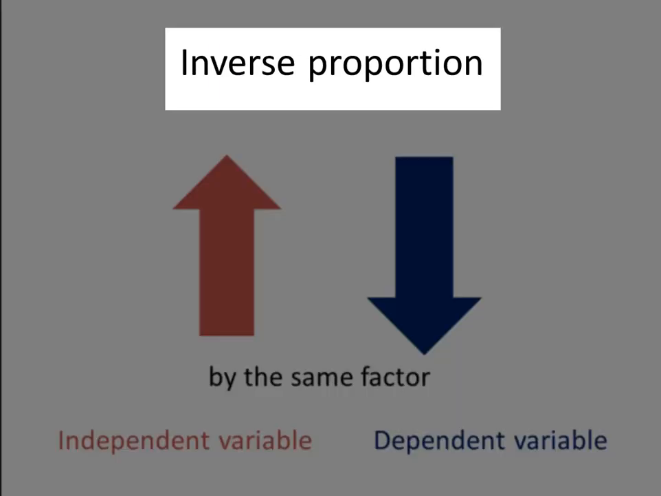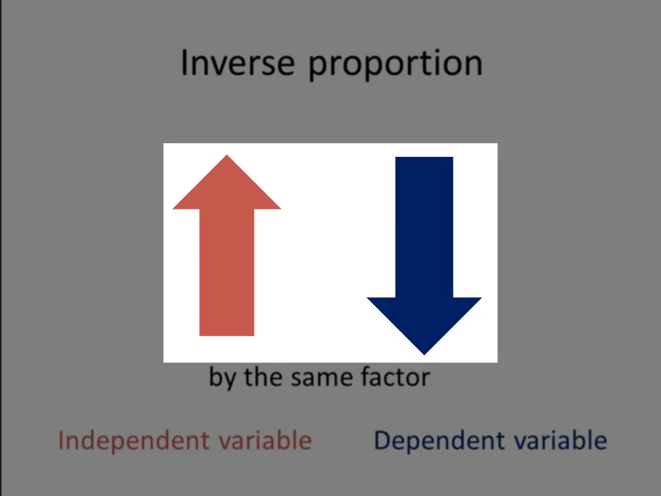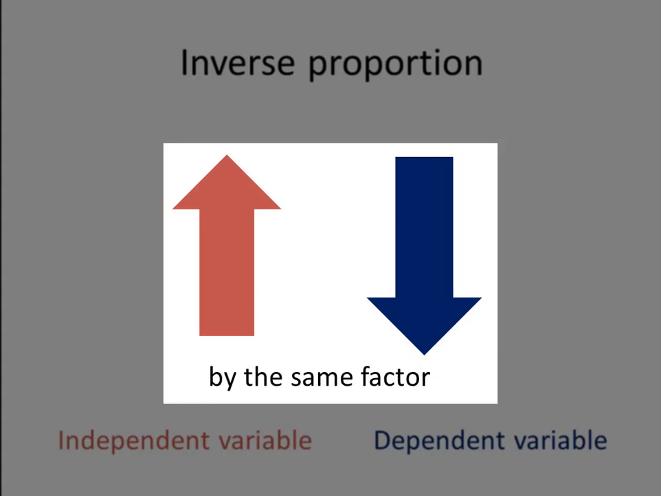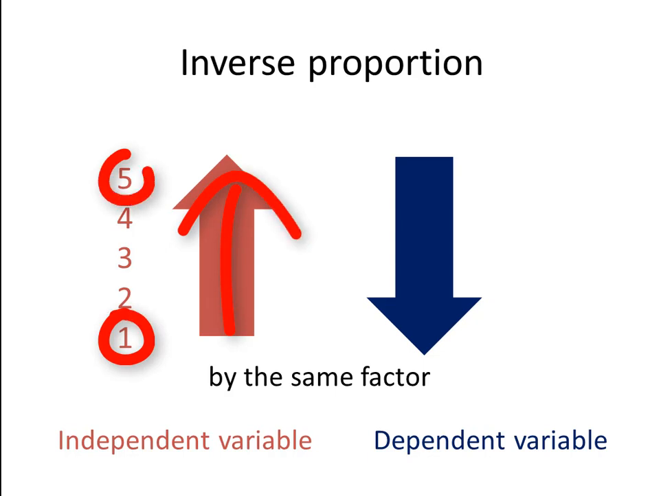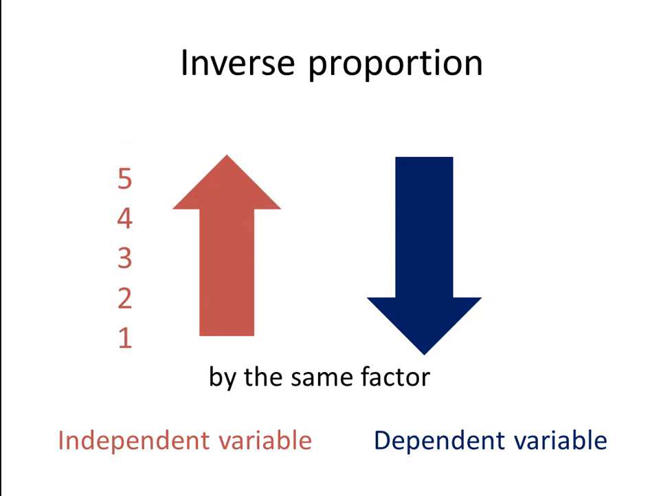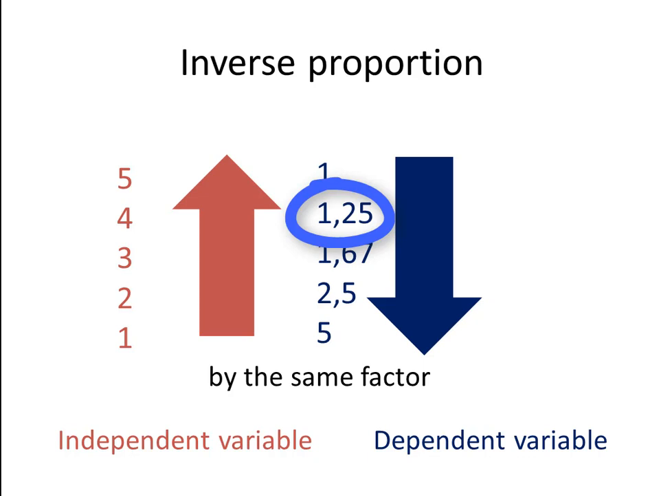What does inverse proportion mean? Inverse proportion means that as the independent variable is increased, the dependent variable decreases by the same factor. What do I mean by that? Let's say the independent variable is increased from 1 till 5. The dependent variable might be like this: 1 corresponding to when the independent variable is 5, 1,25 for the independent variable of 4, 1,67 corresponding to 3, 2,5 corresponding to 2, and 5 corresponding to 1.